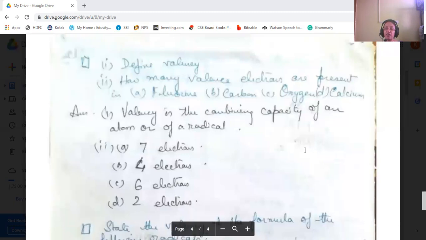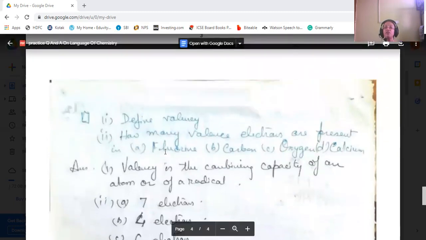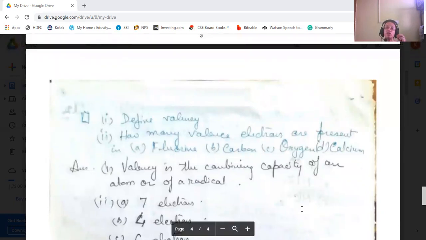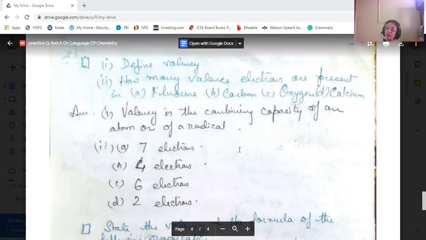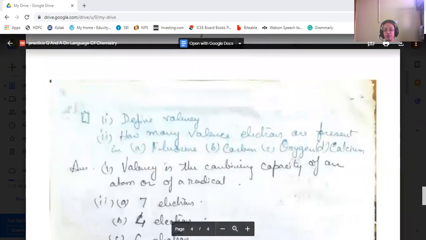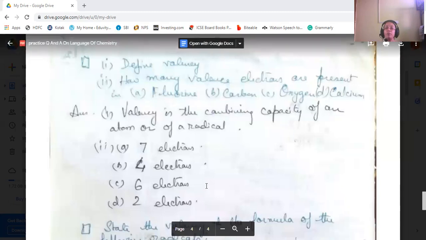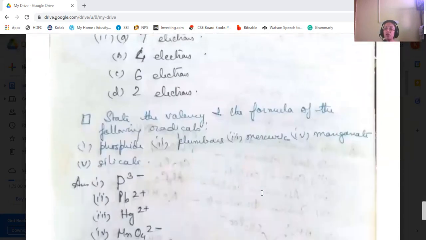Now define valency. How many valence electrons are present in fluorine, carbon, oxygen, and calcium? So first, define valency. Valency is the combining capacity of an atom or a radical, how many atoms it can combine. In case of fluorine, the valence electrons will be 7. For carbon, it's 4, oxygen 6, and calcium 2 electrons in their outermost shell. Those are called valence electrons.